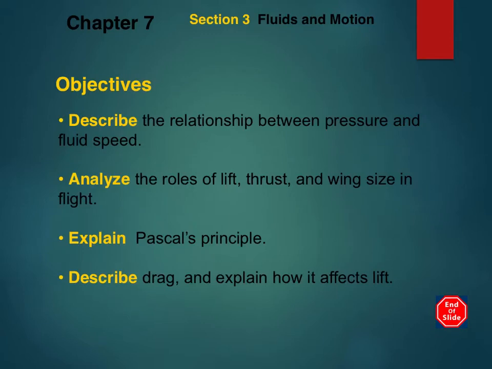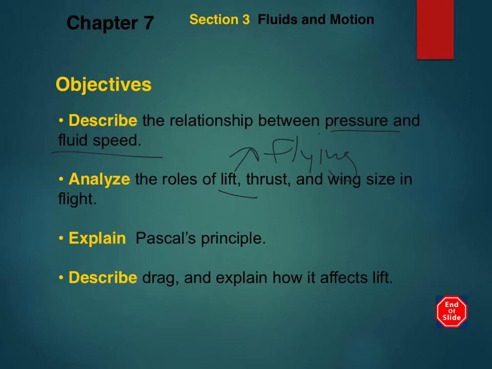So this chapter is all about 2 things. It's about pressure, fluid, and how some principles we're going to learn about create thrust, which is involved in flying, right? It's why we can fly. Thrust, which is moving forward, and how wing size can affect flying.